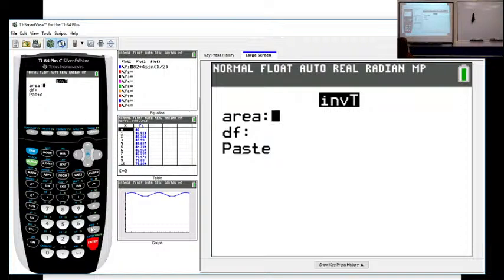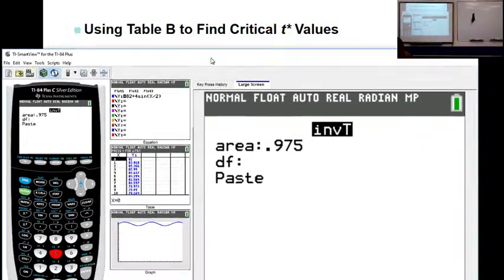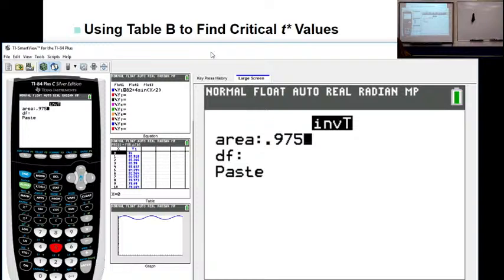Area. Our area here for a 95% confidence interval, remember it's not 0.95. It's 95% in the middle plus 2.5% on the left tail, since this is my percentile, so it's going to be 0.975. Our sample size is 12, which means our degrees of freedom is going to be 12 minus 1, which is 11.